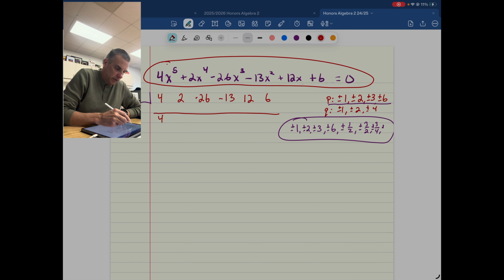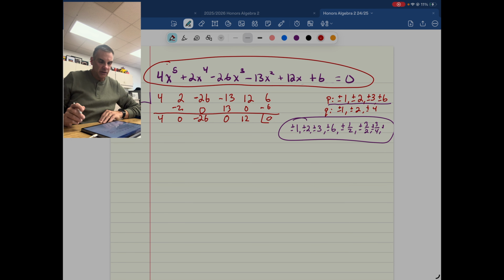So I bring down the 4. Negative a half times 4 is negative 2, so that gives me 0. That gives me negative 26. Negative a half times negative 26 is positive 13. That gives me a 0. That gives me a 12. Negative a half times 12 is negative 6. So I've got my 0.